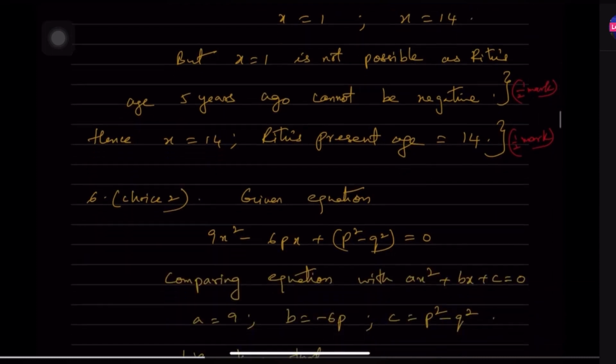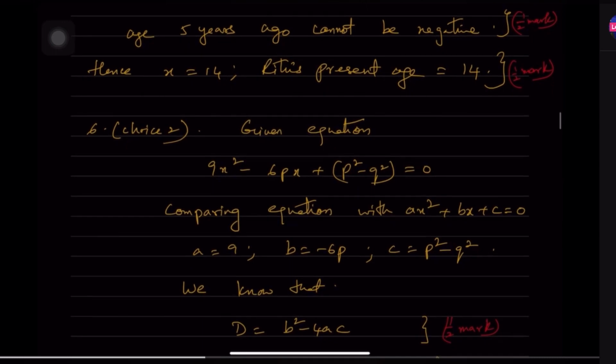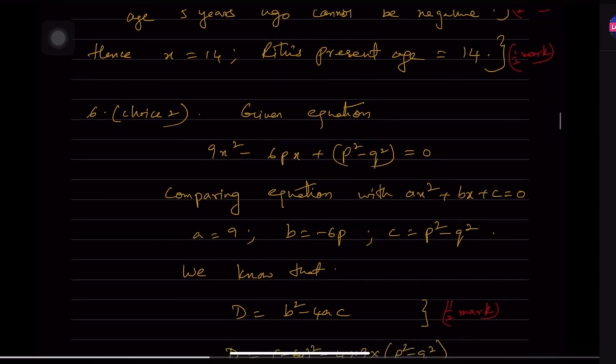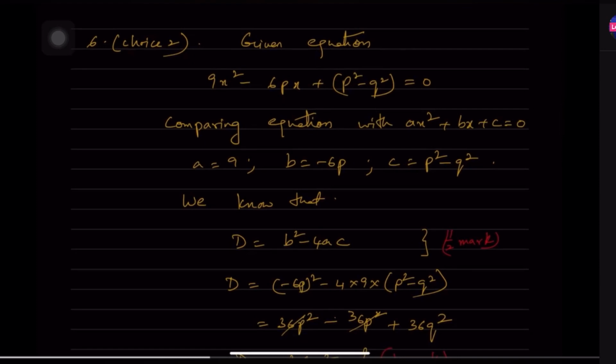Now the second choice question: we have to solve this equation for x, 9x square minus 6px plus p square minus q square is equal to 0. Comparing the equation with ax square plus bx plus c equal to 0, a is equal to 9, b is equal to minus 6p, c is equal to p square minus q square. So we know that D is equal to b square minus 4ac, that is the discriminant. So for this we are having half mark.